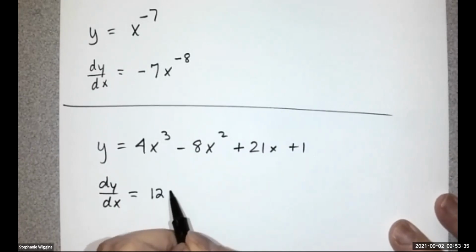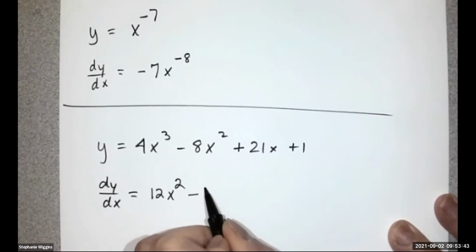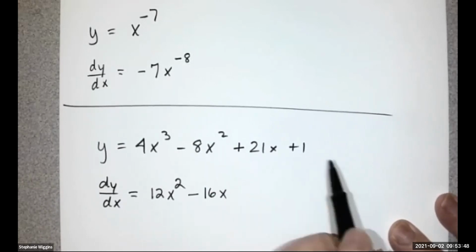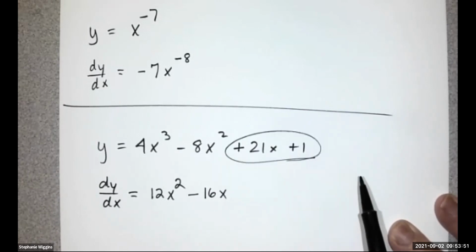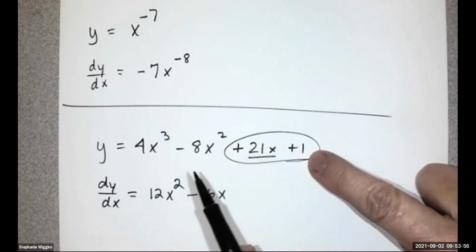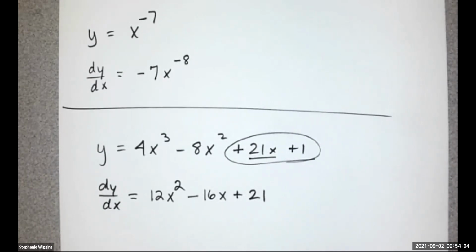3 times 4 is 12x, subtract 1 from 3, I get 2. Then the next term, 2 times negative 8 is minus 16, subtract 1 from 2, I get 1. I'm not going to write the 1. And then this takes us to the linear part. Of course, the derivative of a constant is 0, and here's the linear term. The derivative is the slope, 21. Okay, so that's the derivative. Any questions on that one? So just practice these. They're pretty quick and easy to do, but you will want to know the rules.